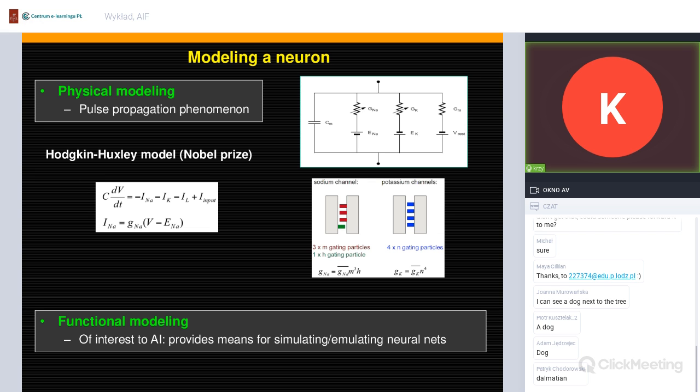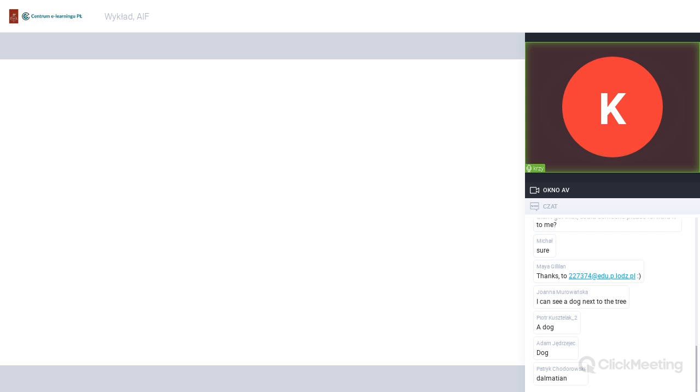So basically, I will try to scribble a little bit, and later on you will see the slides that have a little bit more decent versions of what I'm going to draw here. But basically, what is a neuron? A neuron is a living cell.